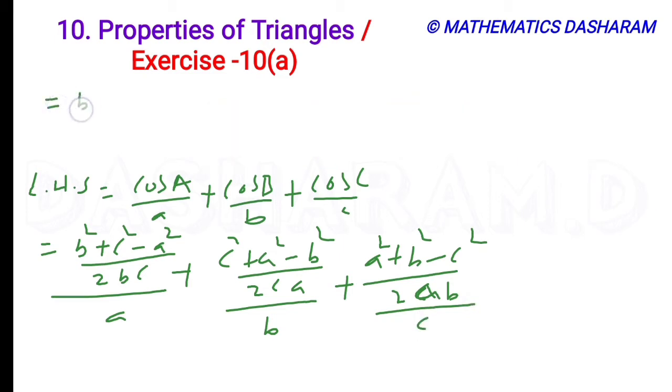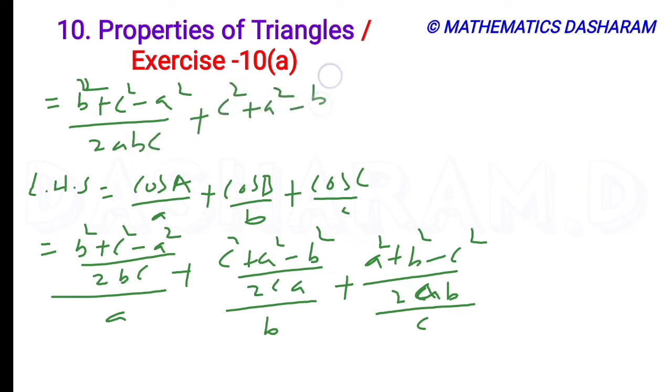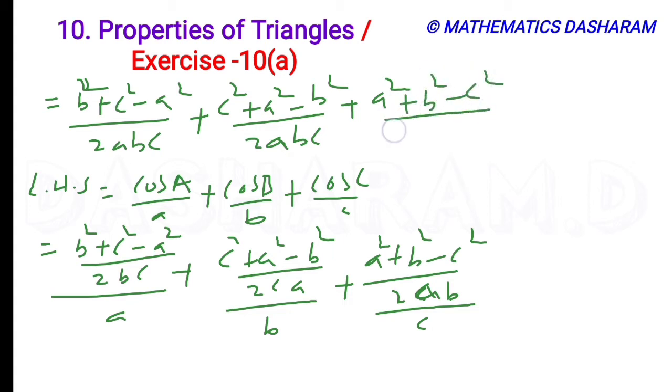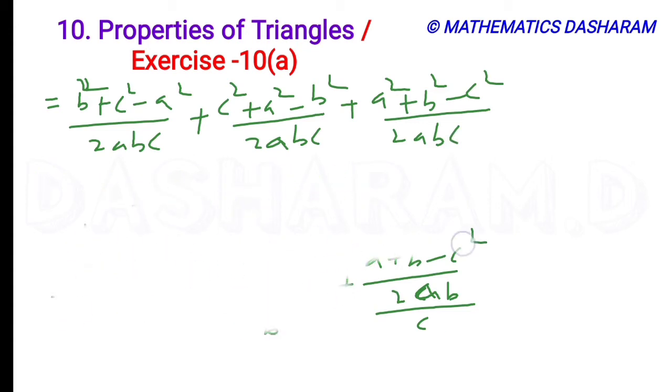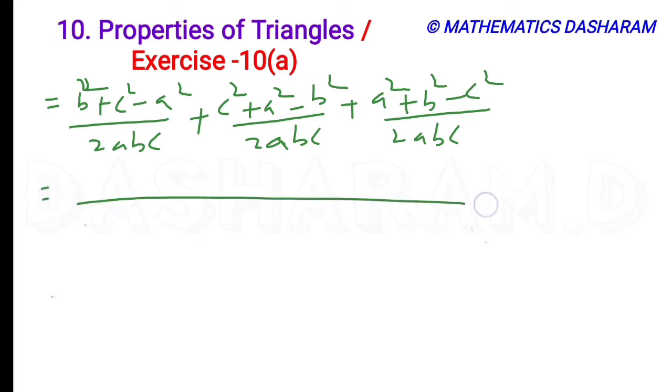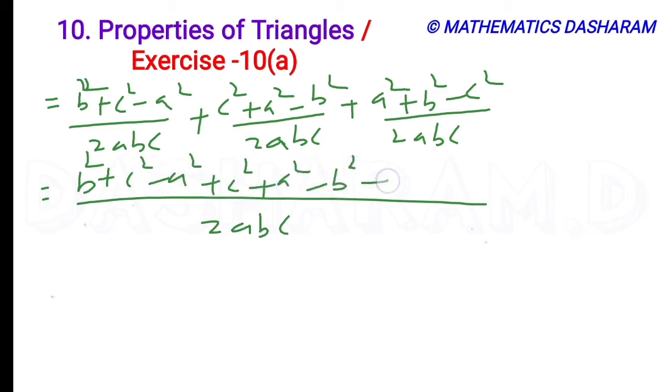So it equals B square plus C square minus A square, here 2BC by A, it becomes 2ABC, plus C square plus A square minus B square divided by 2ABC, plus A square plus B square minus C square divided by 2ABC. So all denominators are the same, then add the numerators as it is. So the overall LCM is 2ABC, just add the numerators as it is.